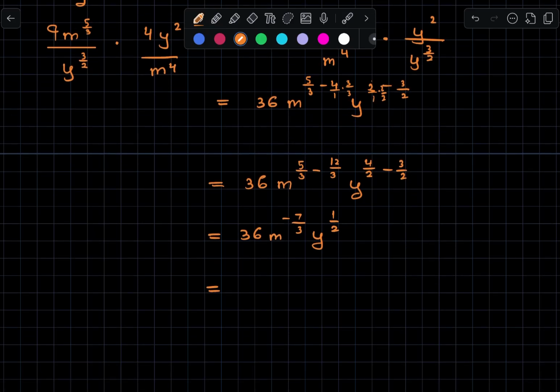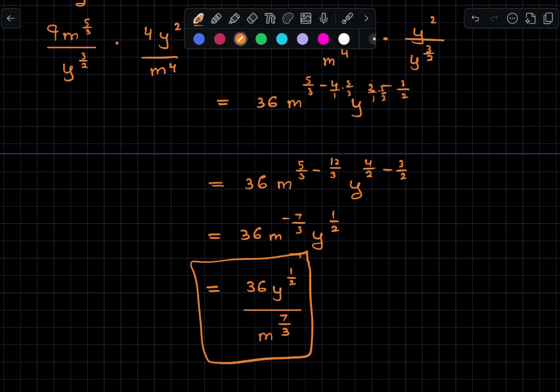Let's not forget, we have a negative exponent. That's going into the denominator, and we're making it positive. And that is going to be our final answer. Okay, and that's about it for R4, exponent rules.